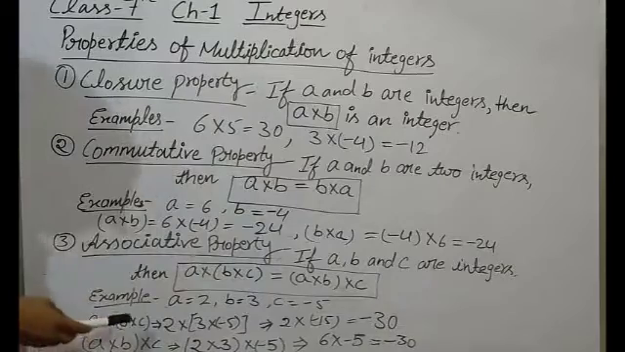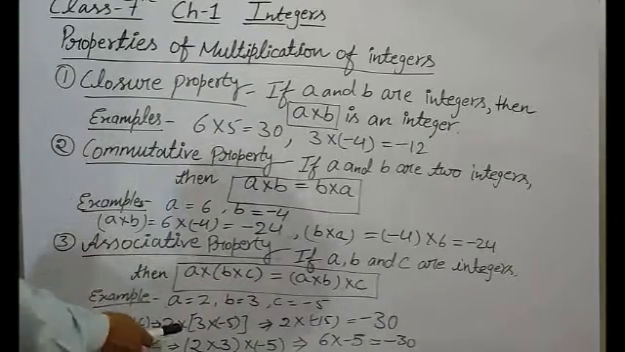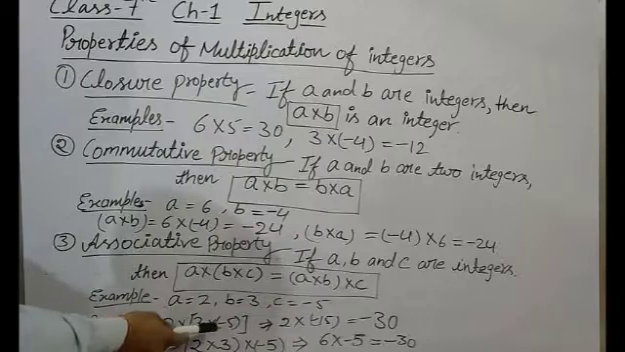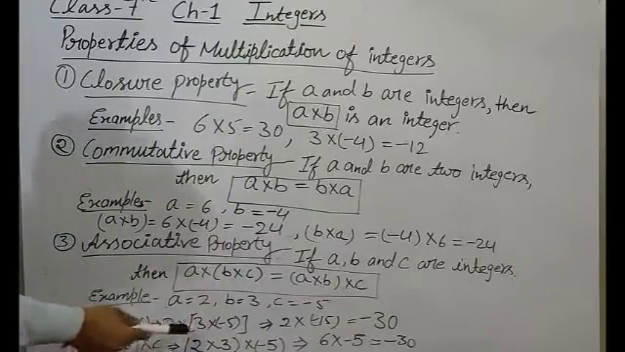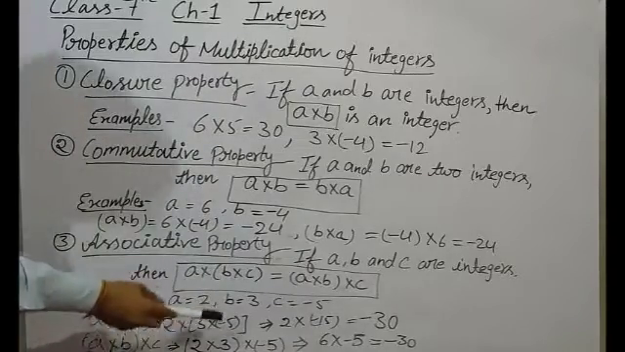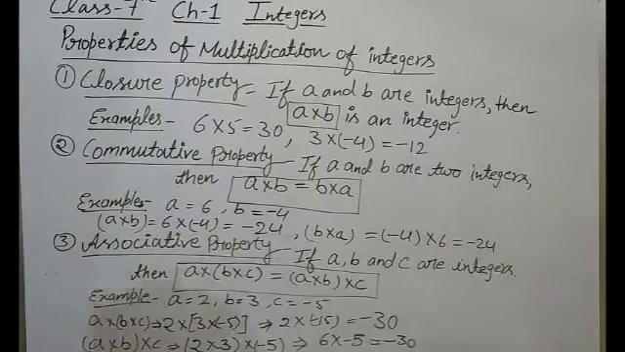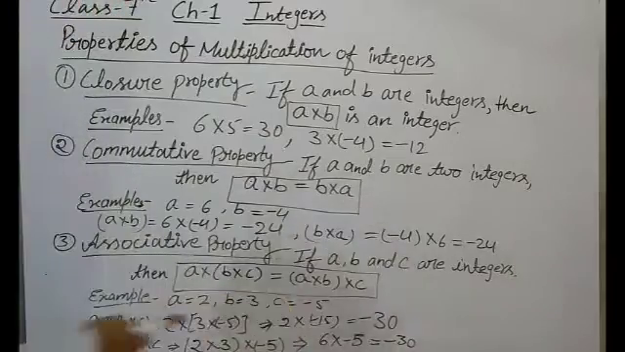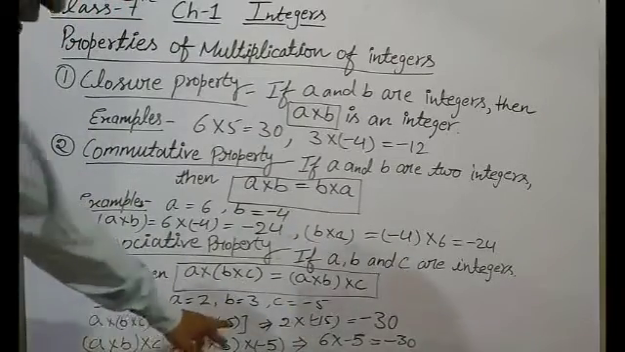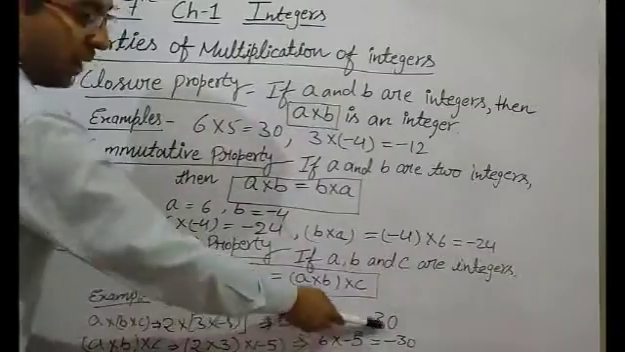Here we first multiply b into c, then a. So first 2 multiply 3 multiply -5, because the value of a is 2, value of b is 3 and value of c is -5. So we first multiply 3 and -5, b into c. So we get -15. After -15 we multiply by a. The value of a is equal to 2. So -15 multiplied by 2 is equal to -30.